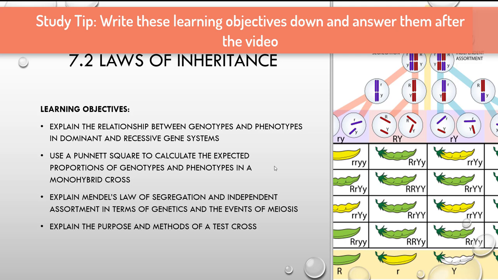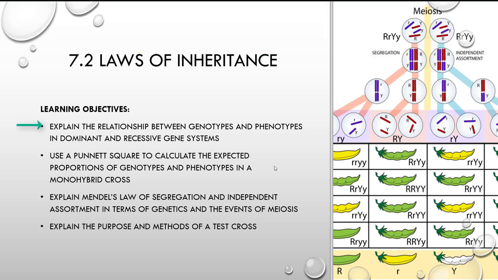By the end of this video, you should be able to explain the relationship between genotypes and phenotypes in dominant and recessive gene systems. You should be able to use a Punnett square to calculate the expected proportions of genotypes and phenotypes in a monohybrid cross. You should also be able to explain Mendel's law of segregation and independent assortment in terms of genetics and the events of meiosis. And then explain the purpose of and methods of a test cross.